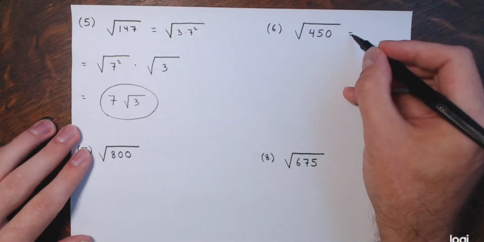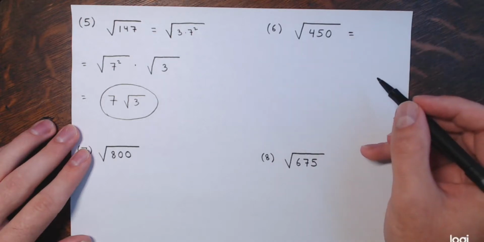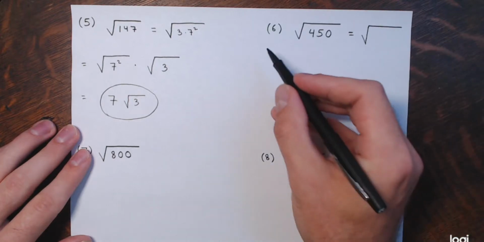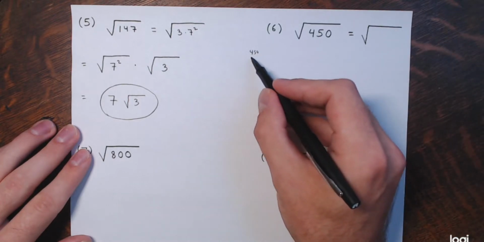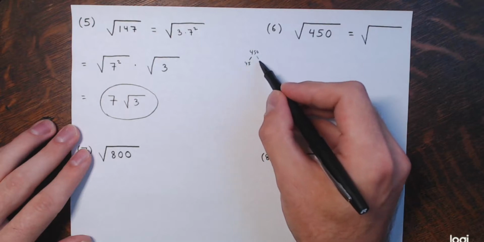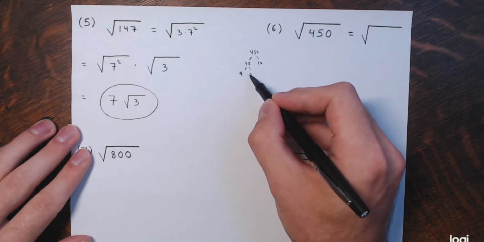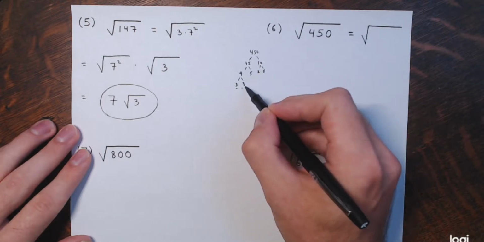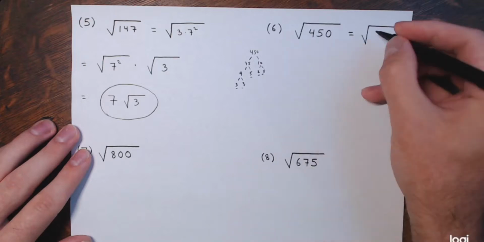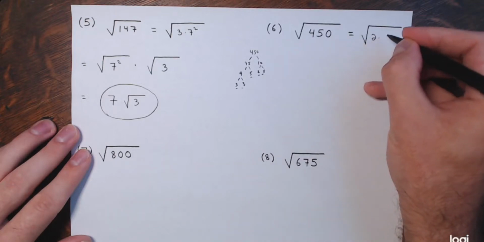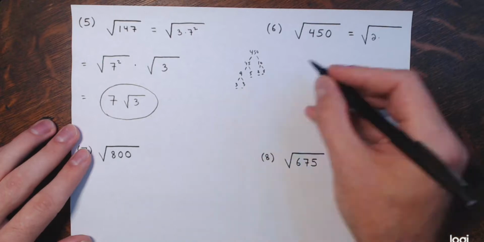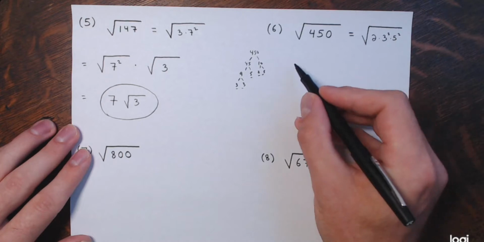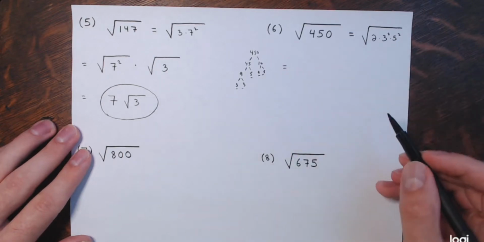Okay, so here, once again, I'm going to do the square root of 450. 450, this is 45 times 10, that's 9 times 5, that's 3 times 3 times 2 times 5. So 2 3s, 2 5s, and a 2. And this is 2 times 3 squared times 5 squared. Alright, so I've factored 450 completely.